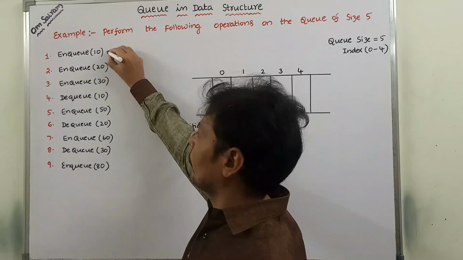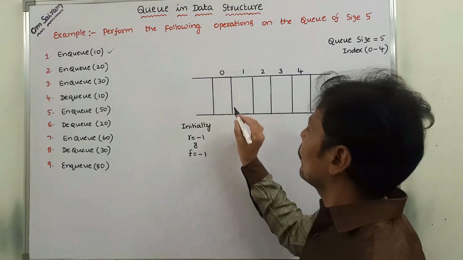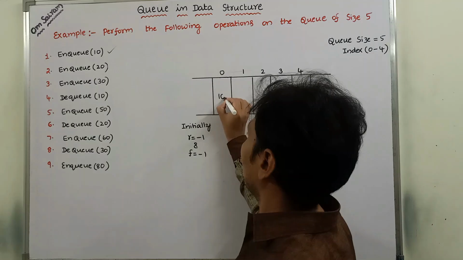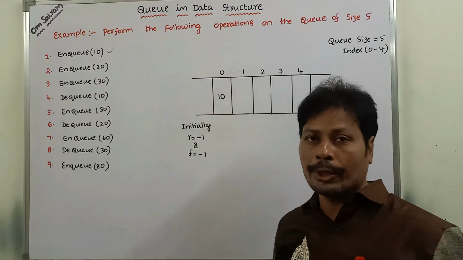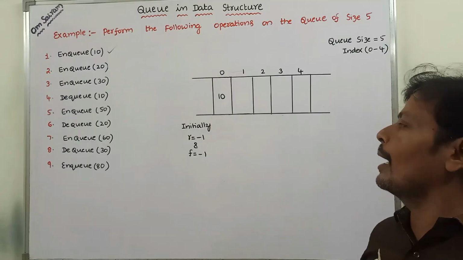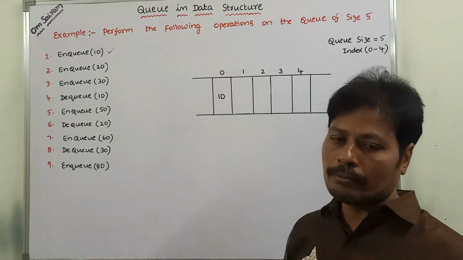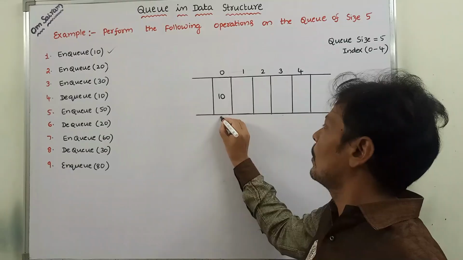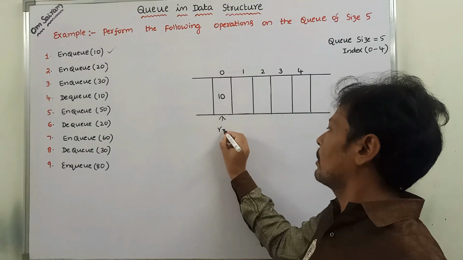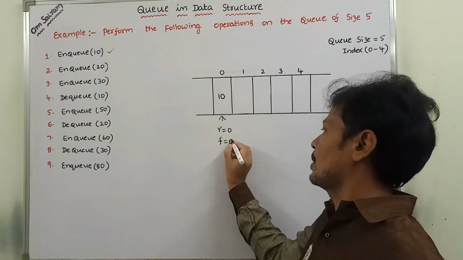First, we have to perform enqueue of 10. Now, we are inserting element 10 into the queue. At that time, both front and rear pointers are incremented. So now rear equal to 0, front equal to 0.